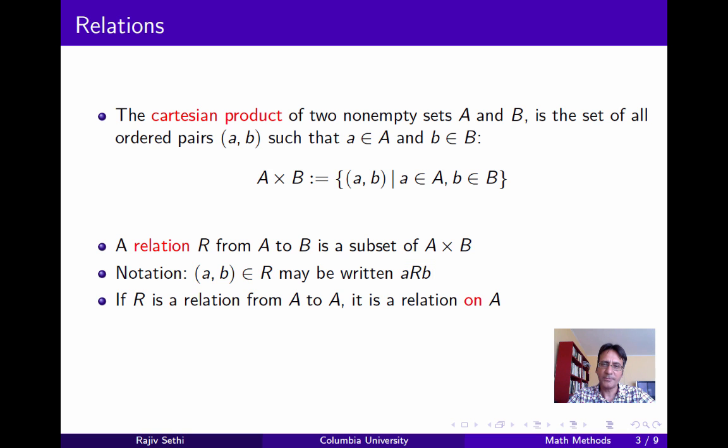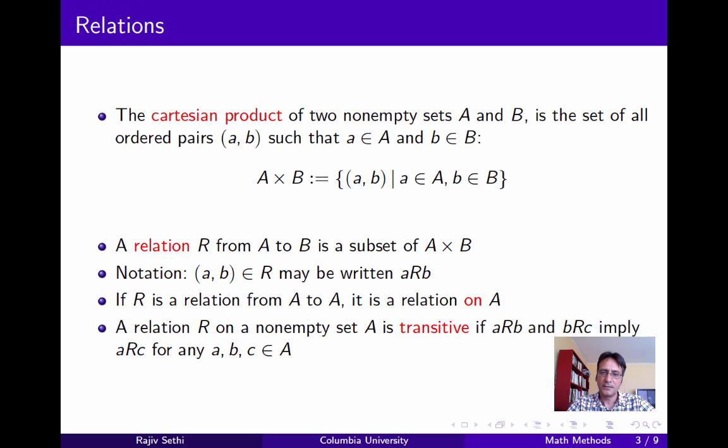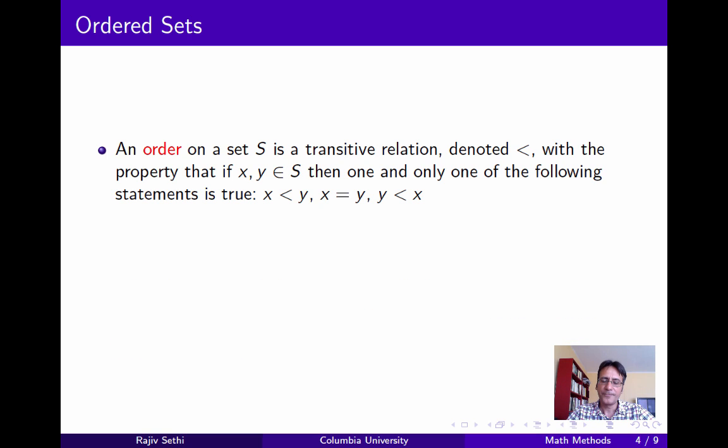And if A and B happen to be the same set, if R is a relation from A to A, we say that it's a relation on A. An important property of relations is transitivity. We say that a relation R on a non-empty set A is transitive if for any three elements of A, let's call them a, b, c, if the ordered pairs (a, b) and (b, c) are in R, then so is the ordered pair (a, c). A particular type of transitive relation is an order, which is defined as follows.